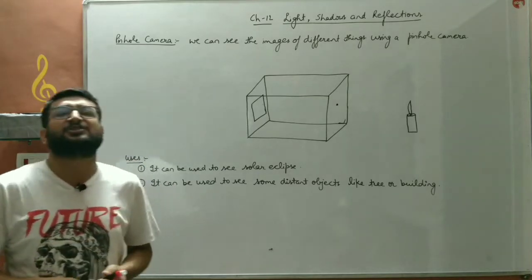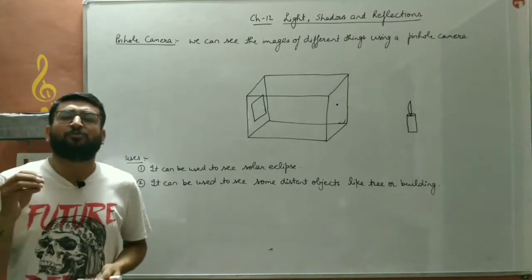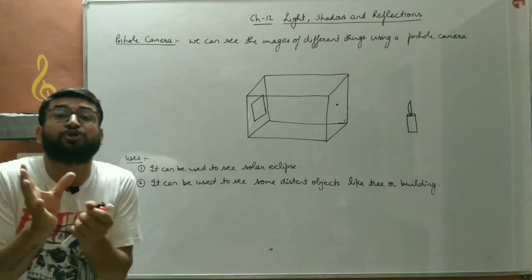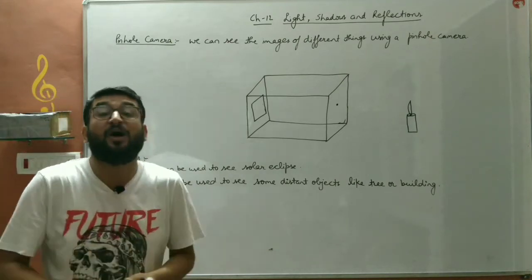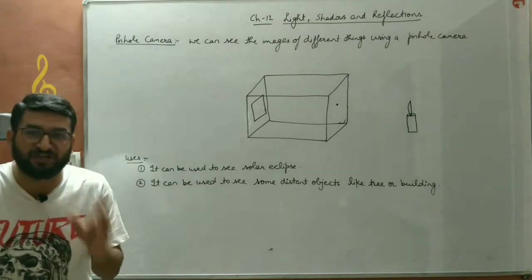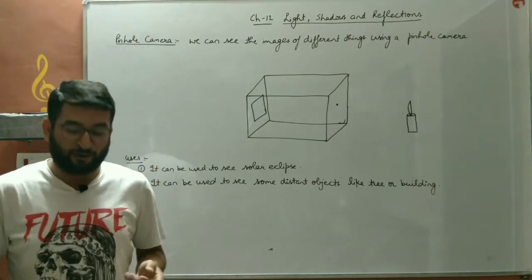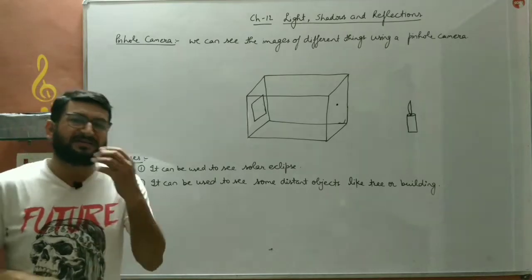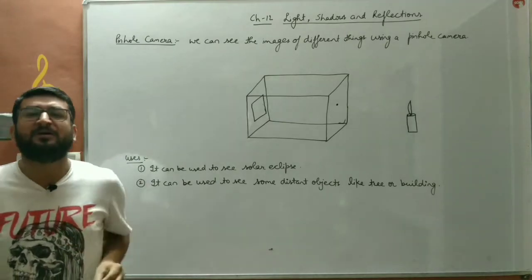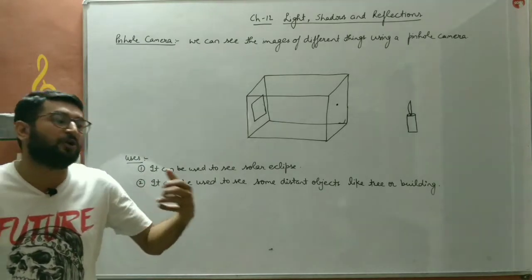The second one is translucent objects. The objects which allow some portion of the light to pass through them, that is, they allow the light to pass through them partially, are known as translucent objects. Examples: frosted glass, butter paper, tissue paper, all these are translucent objects.